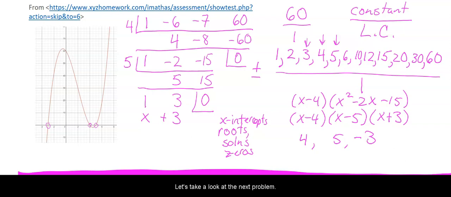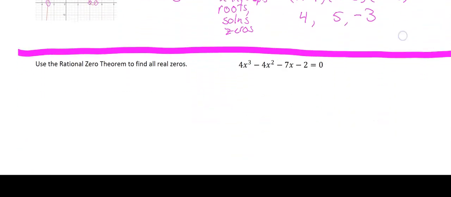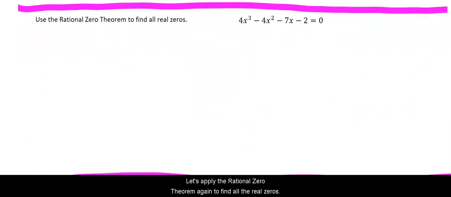Let's take a look at the next problem. Let's apply the rational zero theorem again to find all the real zeros. Take the constant at the back, or the last coefficient when written in descending order, and divide it by the leading coefficient. Do not reduce. If you reduce, you will lose some possible solutions.